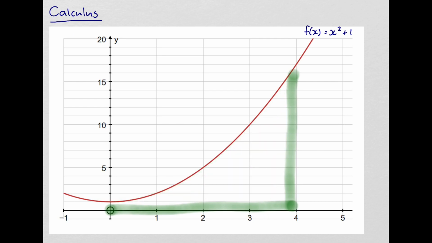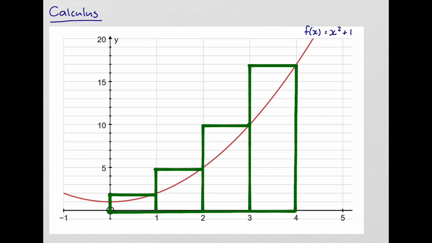I'm going to take away my shading, and we're going to start with something different. What we're going to start off by doing is to draw rectangles that are of equal width. And why rectangles? Because rectangles are regular shapes that we can work out the area of quite easily. I'm going to pause quickly and then draw the rectangles. And so here are my 4 rectangles that I've drawn.